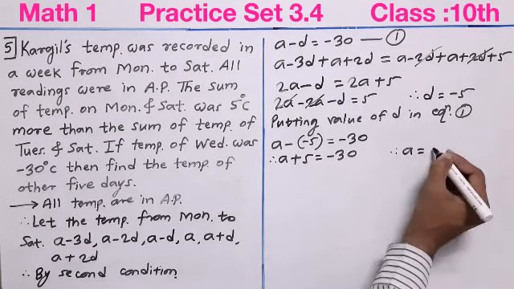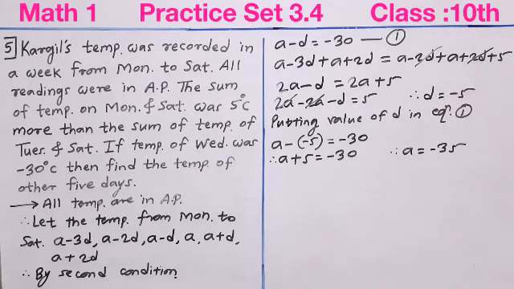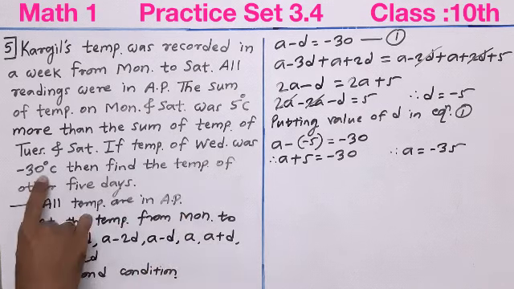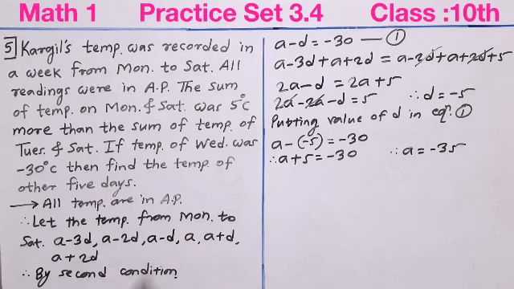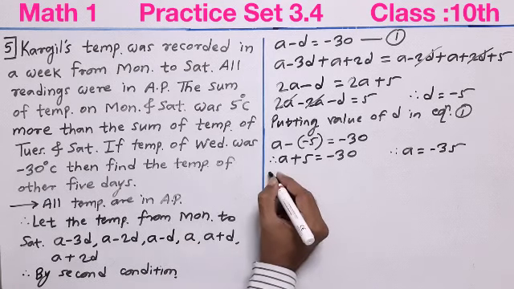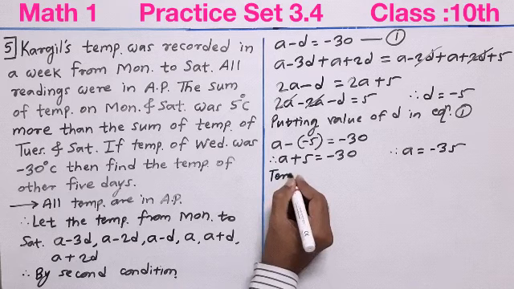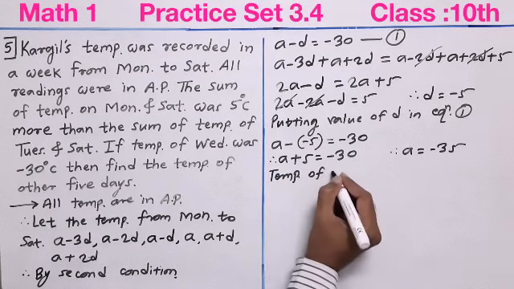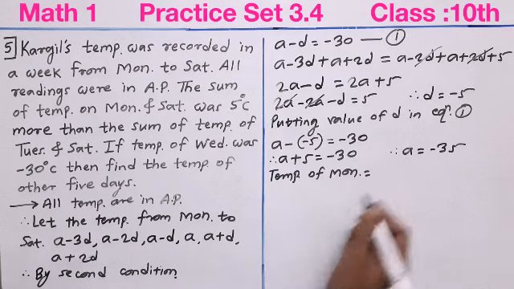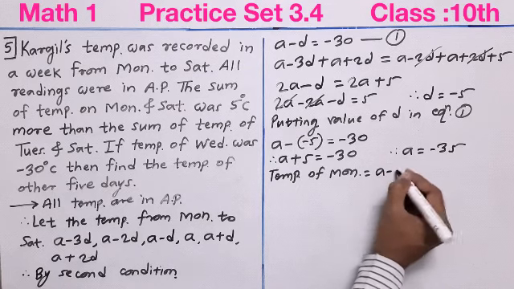So the values of a and d you can clearly see here, and using these two values we are going to find out the temperatures of all days. You don't need to find the temperature of Wednesday, because it is already given in the example. Only the remaining 5 days, meaning Monday, Tuesday, then Thursday, Friday and Saturday. So let us find out the temperature of Monday. Temperature of Monday, and that temperature is a minus 3d.